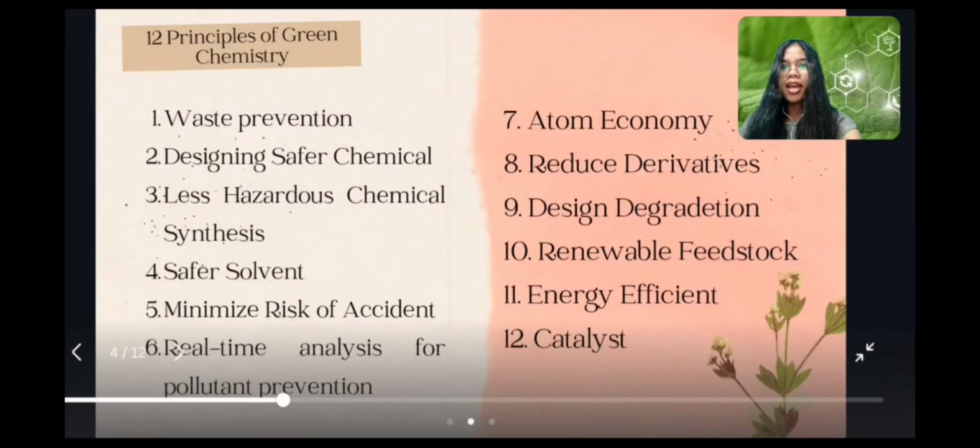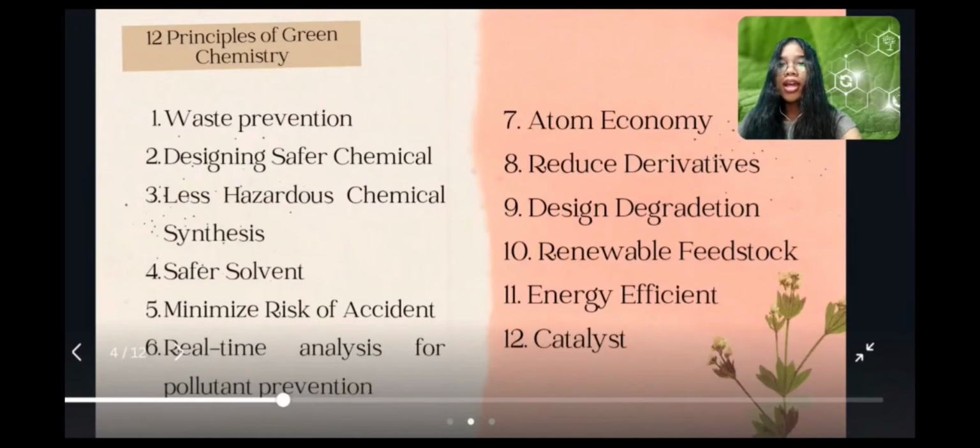9. Design for degradation. Chemical products should be designed so that at the end of their function, they break down into innocuous degradation products and do not persist in the environment. 10. Renewable feedstocks. A raw material or feedstock should be renewable rather than depleting whenever technically and economically practicable.